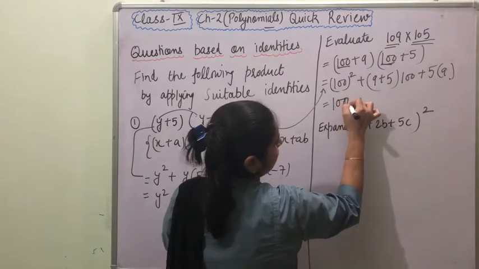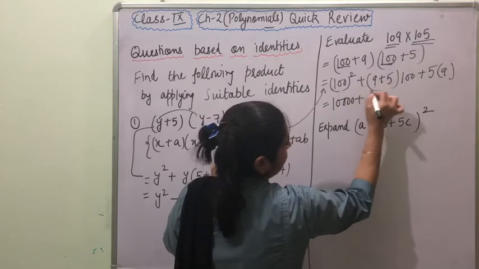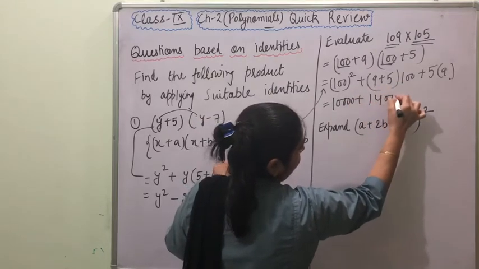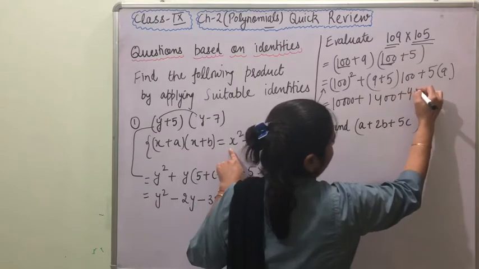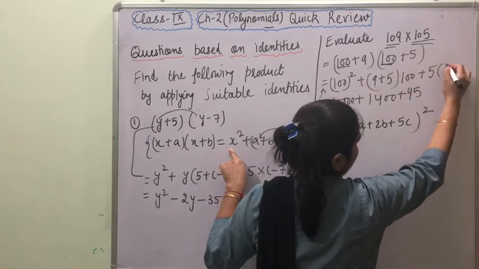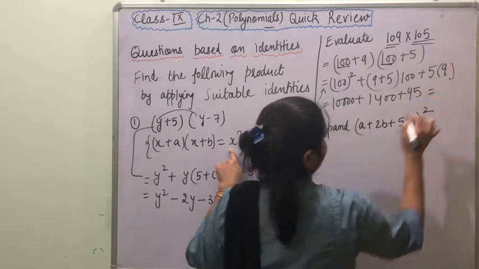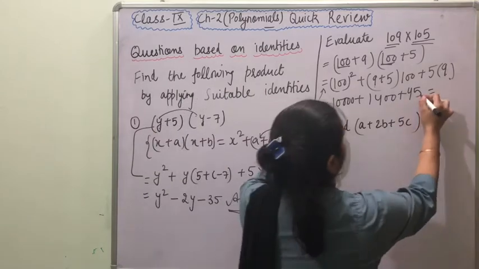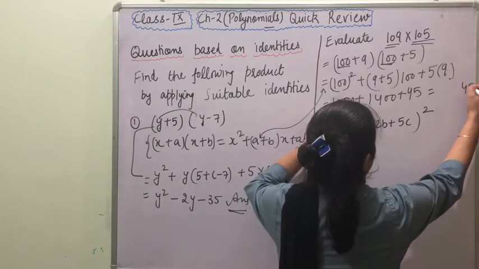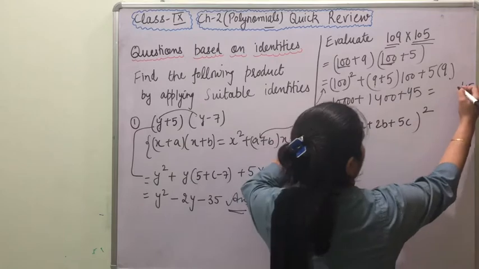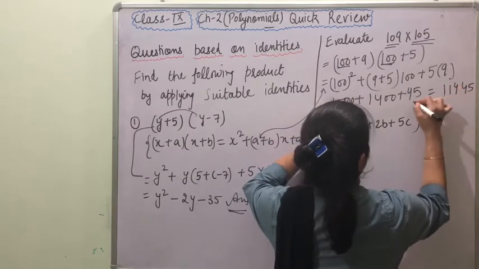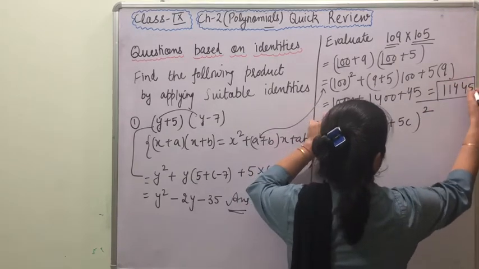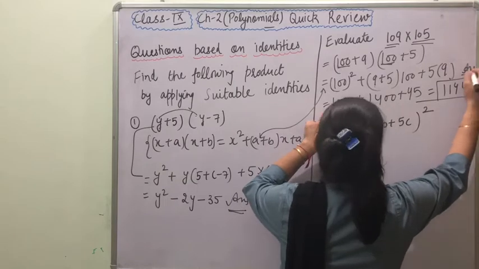So 10,000, 9 plus 5 is 14, so 1400, and 5 nines are 45. Now we'll do the addition. 10,000 plus 1400 plus 45 gives 11,445. This is the final answer by applying the identity.